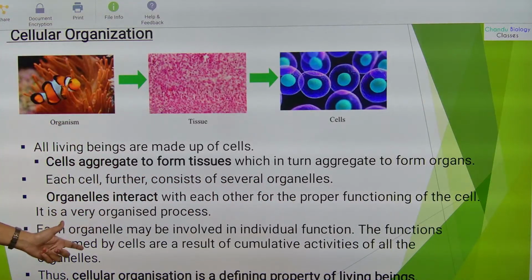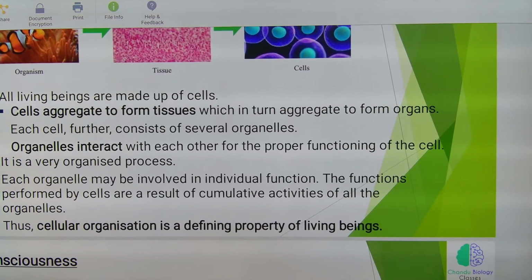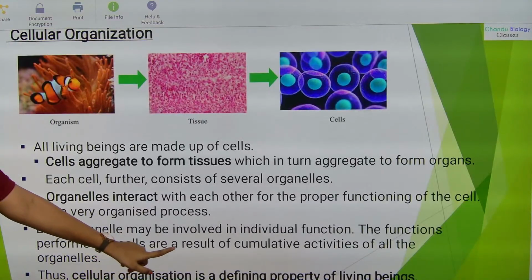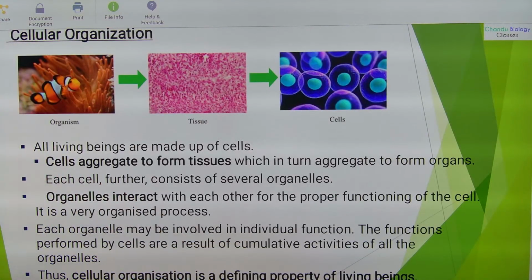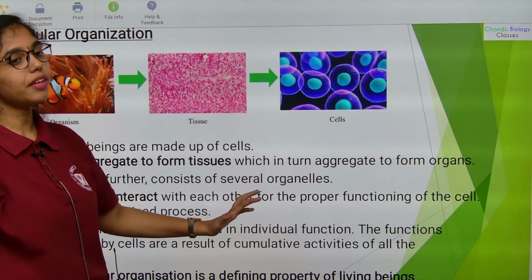It is a very organized process. Each organelle may be involved in an individual function. The functions performed by the cells are the result of cumulative activities of the organelles. Fine. So, this cellular organization we can see in any living being. That is why we can say that cellular organization is a defining feature.